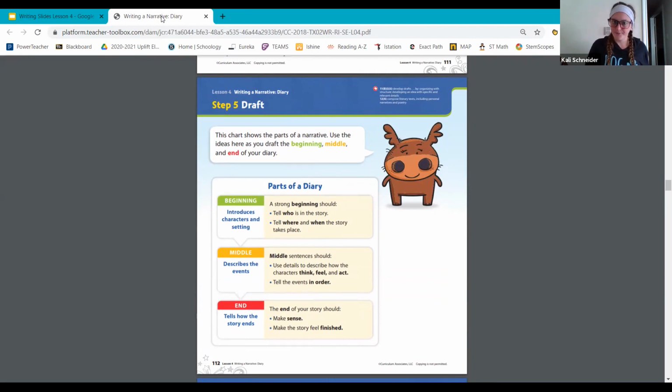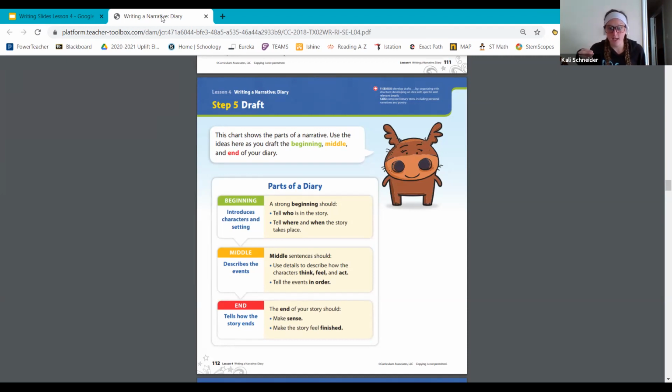But I'm going to get us started. So step 5, draft. This chart shows the parts of a narrative. Use the ideas here as you draft the beginning, middle, and end of your diary. So we are going to take a look at the beginning. It introduces your characters and your settings. A strong beginning should tell who is in the story and tell where and when the story takes place. Okay, so you're setting your readers up.